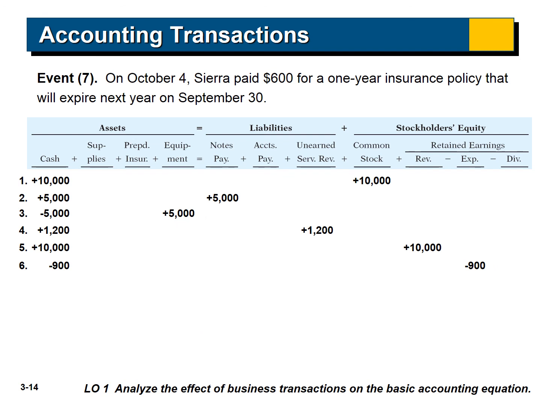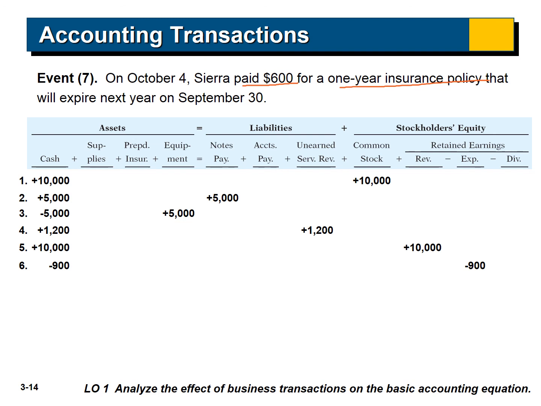Event number 7, October 4th, Sierra paid $600 for a 1-year insurance policy that will expire on September 30th. So paid $600, so that's cash going down. What did they get? An insurance policy. Now, a lot of people would think, well, isn't that an expense? Insurance is an expense of running your business. It's true, but it's an expense as you are operating the business.